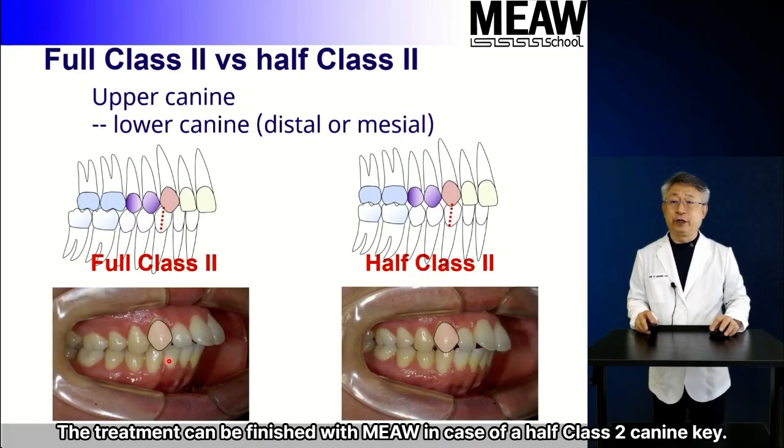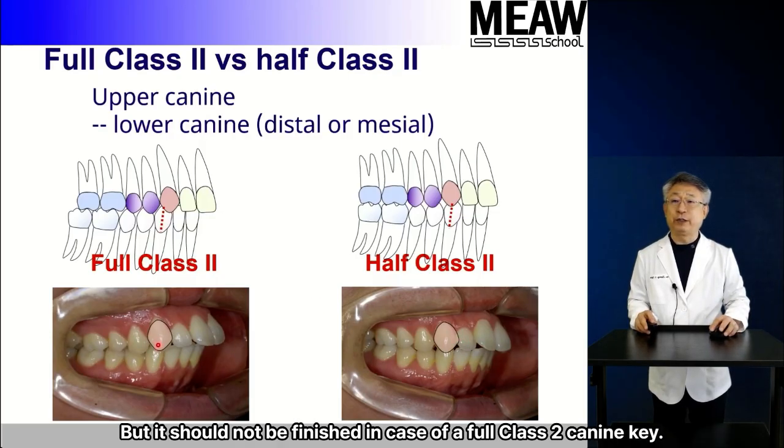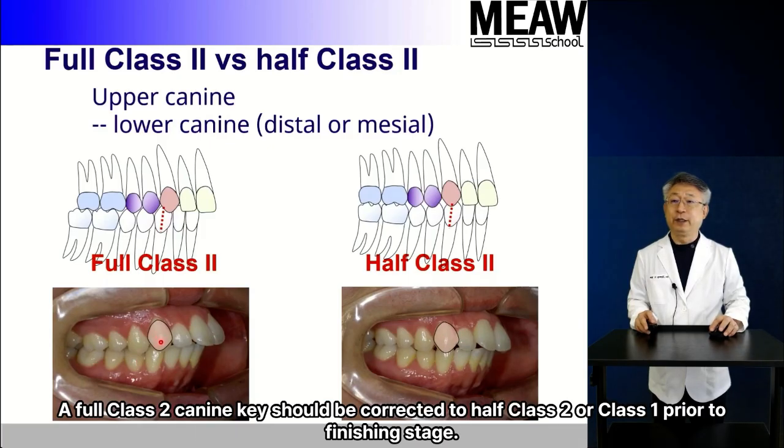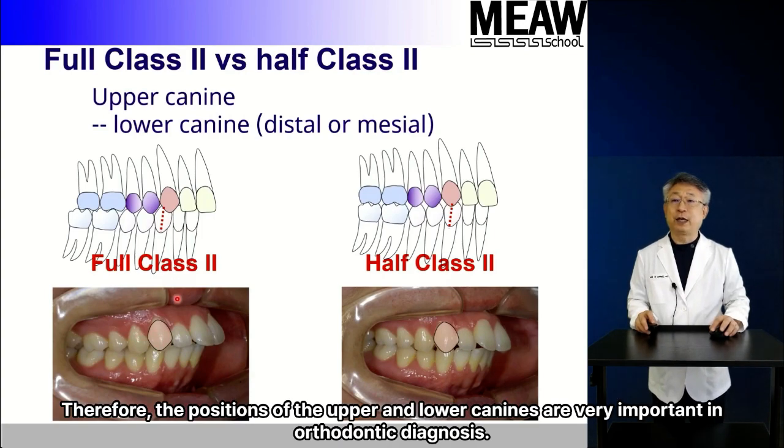The treatment can be finished with mio in case of a half Class II canine key, but it should not be finished in case of a full Class II canine key. A full Class II canine key should be corrected to half Class II or Class I prior to finishing stage. Therefore, the positions of the upper and lower canines are very important in orthodontic diagnosis.